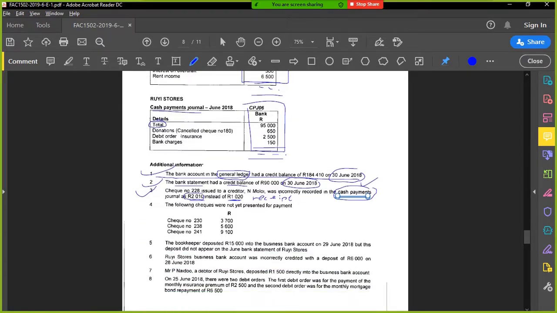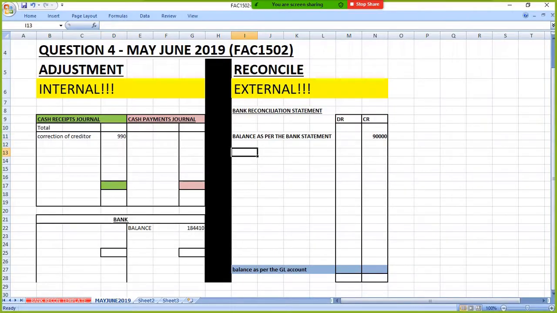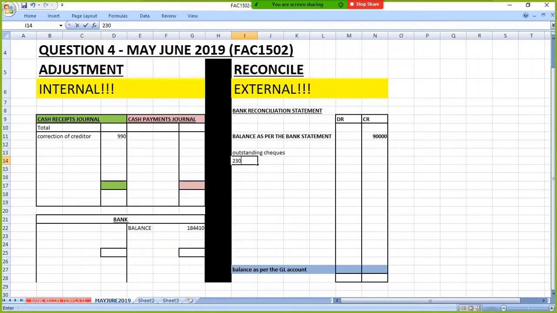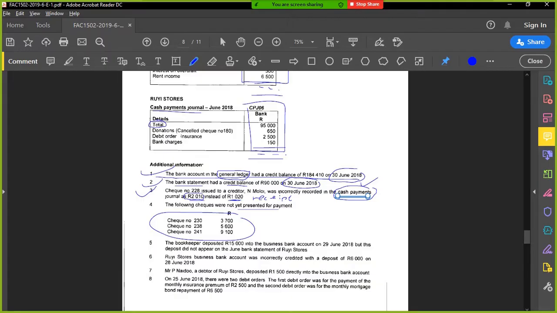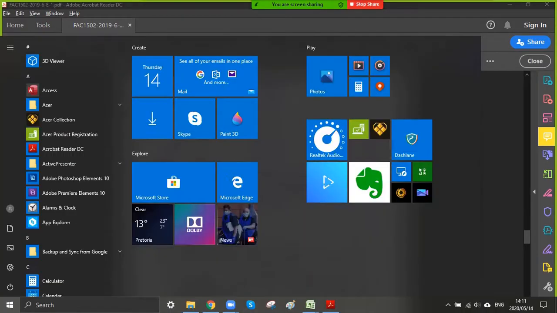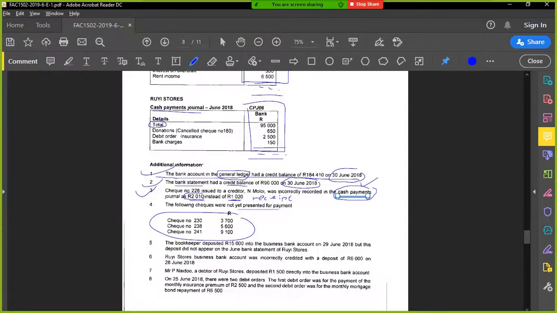Right, number 4. The following checks had not yet been presented. All of them are outstanding. Outstanding checks go here. Right. Okay, what numbers do we have? Let's see. 230, 38, 41. Right. Okay, then you need to insert the amounts. 37, 56, 91. 37, 56, 91. Okay. Next.